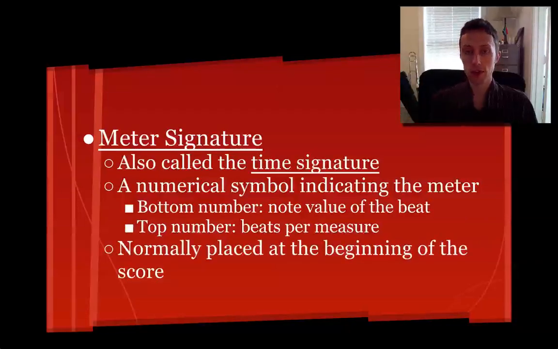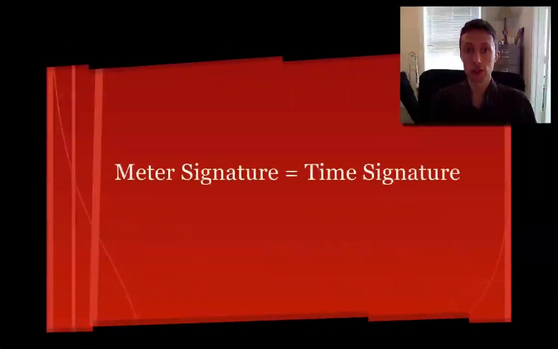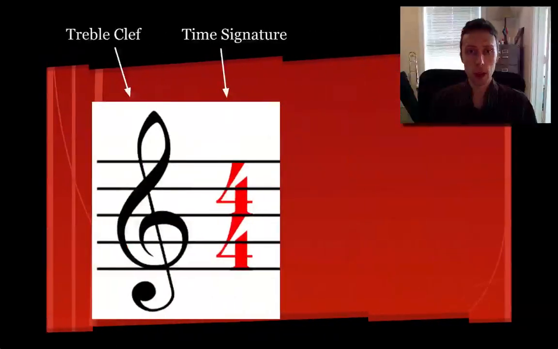This is normally placed at the very beginning of the score. That means at the very left-hand side of a piece of music. There will always be a meter signature or time signature, same thing. So don't forget, very important, meter signature is the same thing as time signature. So if you hear either one of those terms, they mean the same thing. Okay, it's those two numbers that are placed at the beginning of the score to tell you what the meter is.